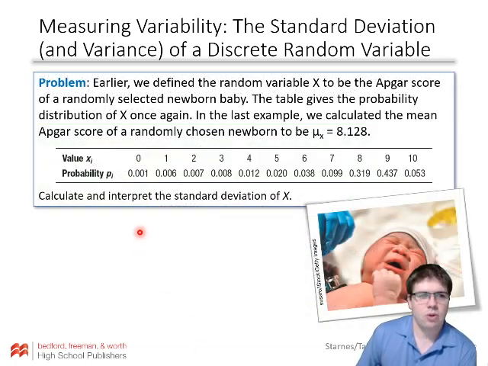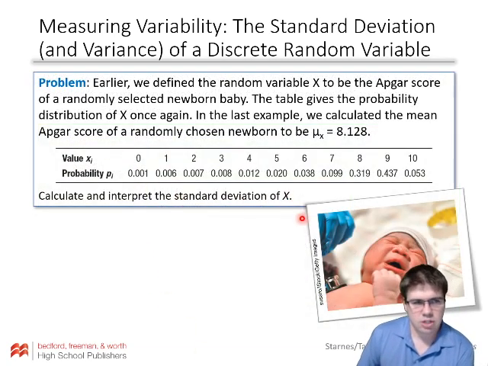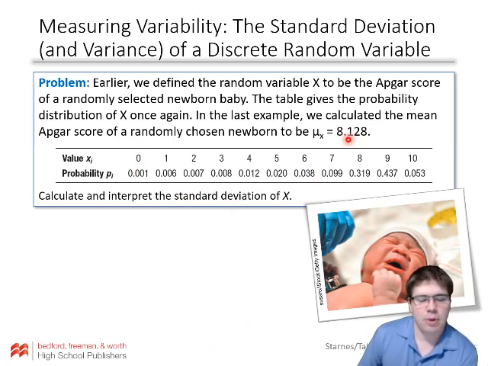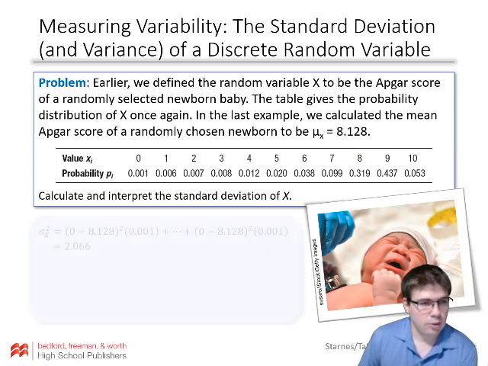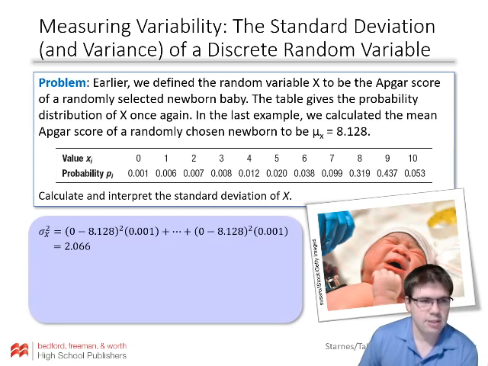Again, with the Apgar scores, we're going to calculate and interpret the standard deviation of x. We had our mean from before, 8.128. Then we take each outcome, 0 minus 8.128, square it, times that probability. 1 minus 8.128, square it, times that probability. And so on until we get through the whole list. That will be the variance, and then we'll take the square root to get the standard deviation. So there's our variance, 0 minus 8.128 squared times that probability, and all the way through to the end.